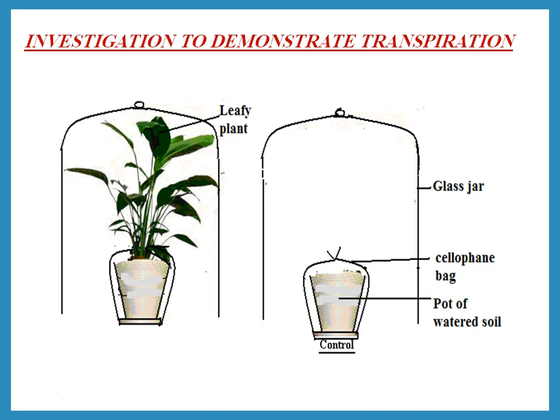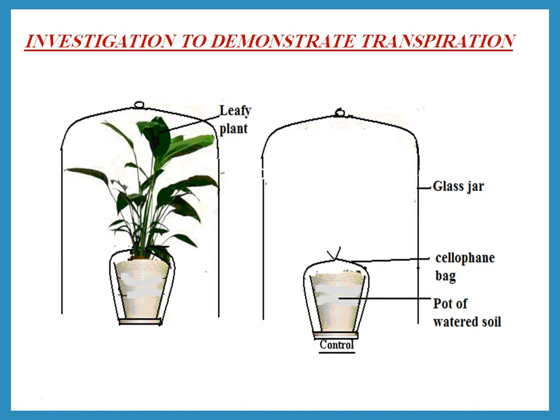Now, how do I know that the plant has done transpiration? Either I weigh the plant at the beginning and at the end, or when water vapor comes out, it will form water droplets inside the glass jar. So you'll find that inside the glass jar, there are water droplets. And you should remember that the test for water is if I add anhydrous copper sulfate to these droplets, it changes from white to blue.